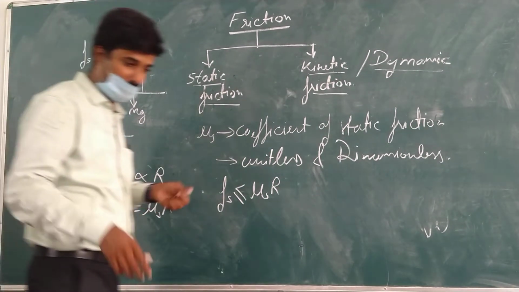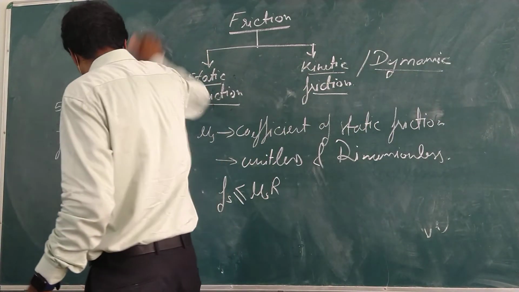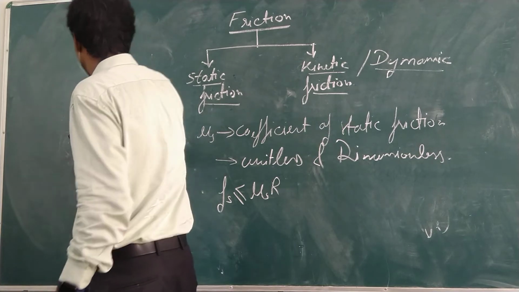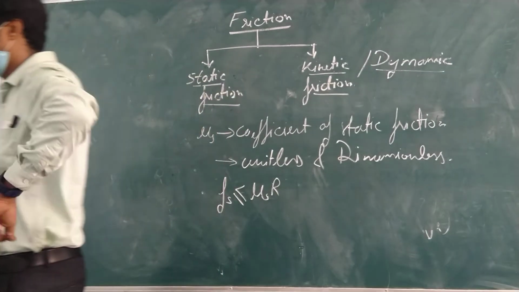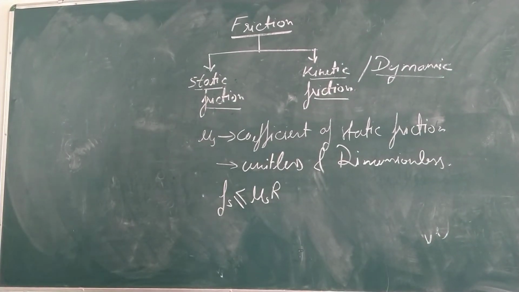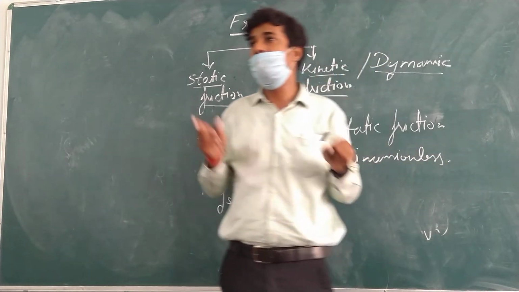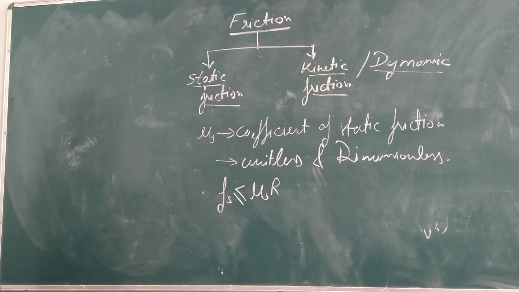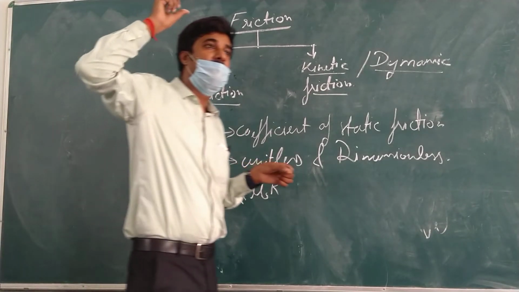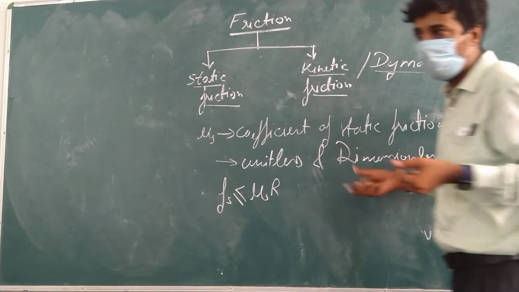Any doubts here? No. Now let's move to kinetic friction. Kinetic friction is the friction which is applied on the body when the body is in motion. For example, when the car is moving, then also friction is being applied on that particular car. Whatever the frictional force applied on the car is called dynamic friction or kinetic friction.